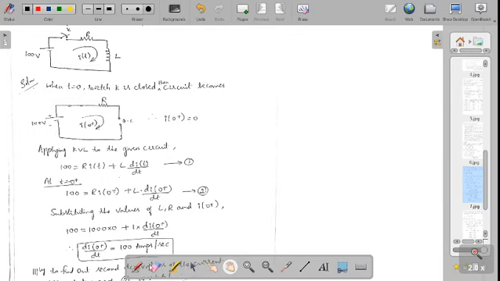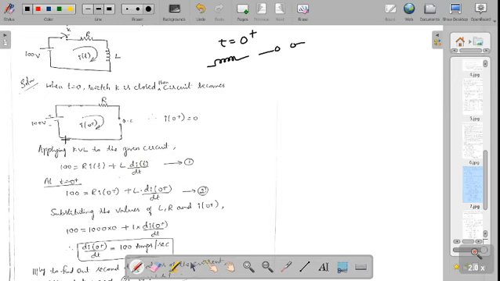So first thing we need to do, when t equals 0, what happens? The switch would be closed. Whenever the switch is closed, resistance remains as it is. What we need to do is check the inductor. Whenever the switch is closed at t equals 0 plus, the inductor acts as an open circuit. So the inductor will be replaced by an open circuit. So we have done that over here.